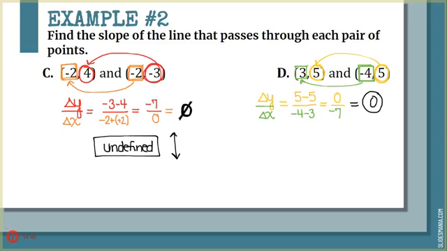So a little hint here. If you have 0 in the denominator, that is no way. You cannot do it. But if your 0 is in the numerator, that is okay. That will give you 0.